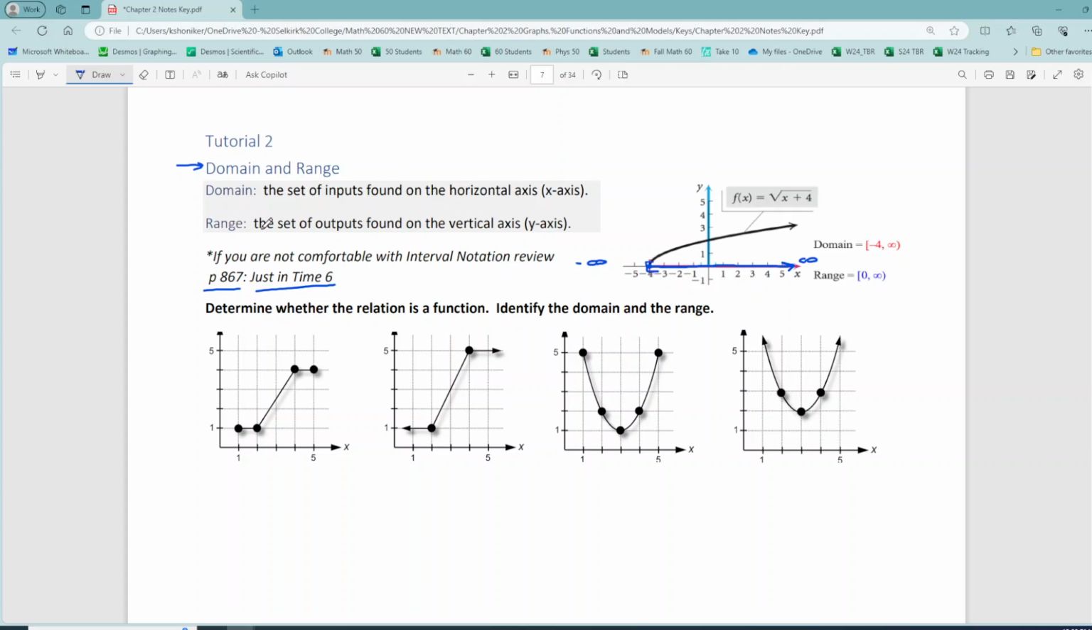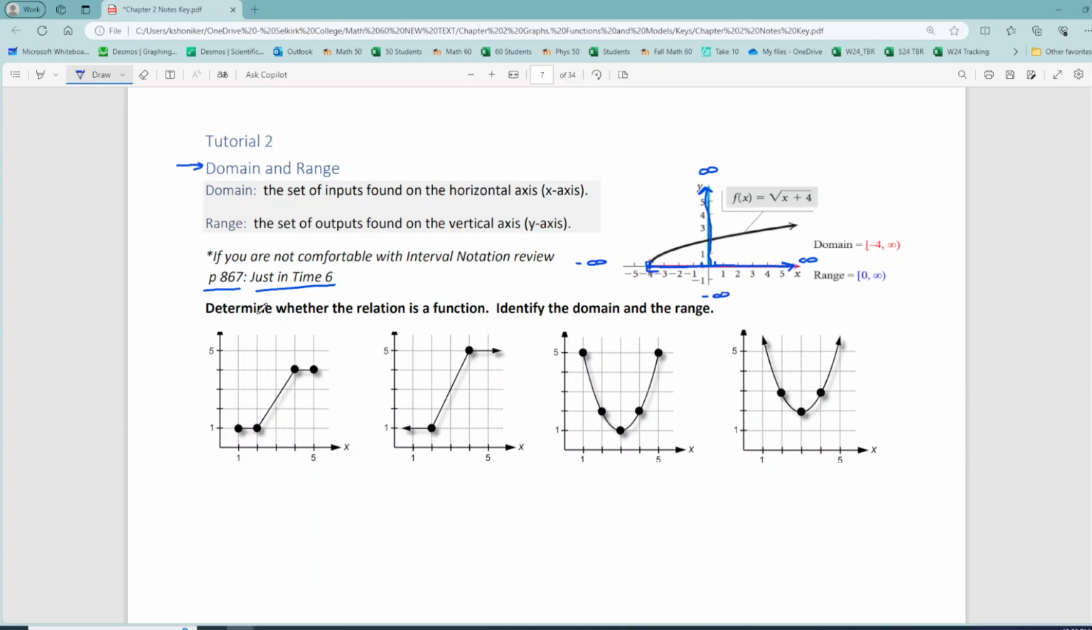And then the range is the set of outputs, so your y-axis. So if I look at this graph, this blue line is showing you your possible y values. So your y values start here at 0, and then they continue up. And again, this graph is going to go up to positive infinity in this direction, and then it would go down to negative infinity in this direction.